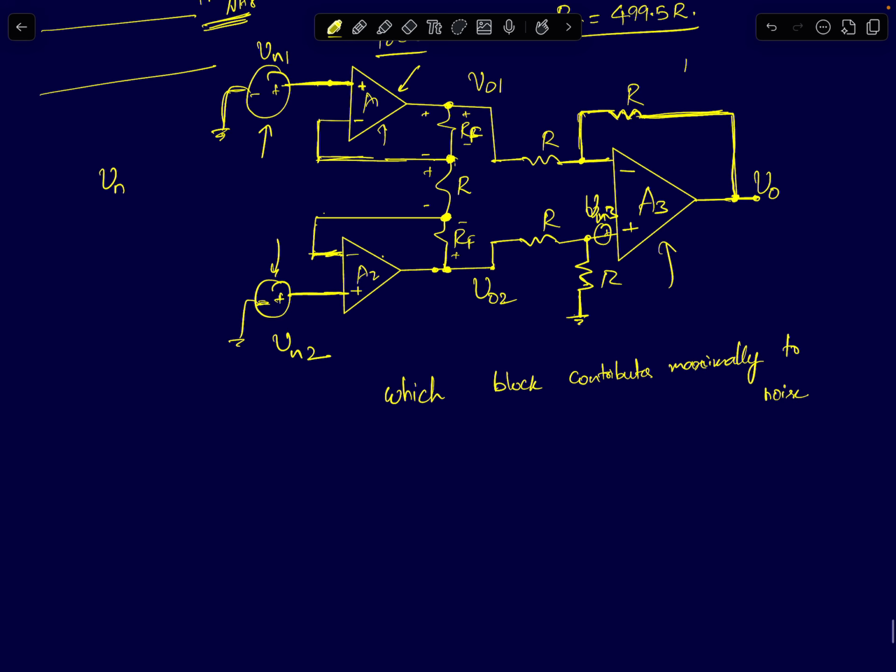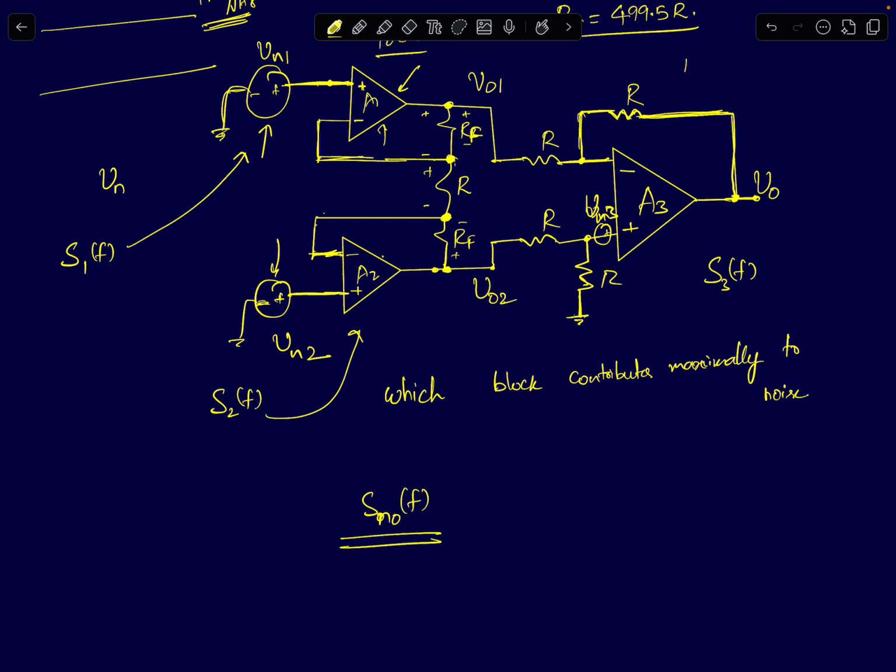I'm going to call S1 of F the noise spectral density of the first op amp, S2 of F the noise spectral density of the second op amp, and S3 of F the noise spectral density of the third op amp. Now I want you to find SNO of F, the noise spectral density at the output, and SNI of F, the noise spectral density at the input, due to these three op amps.